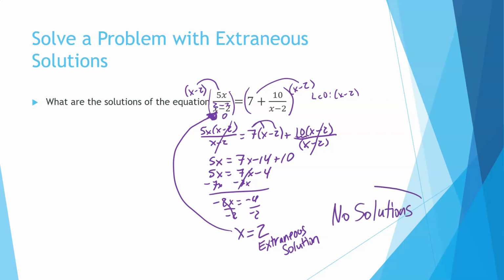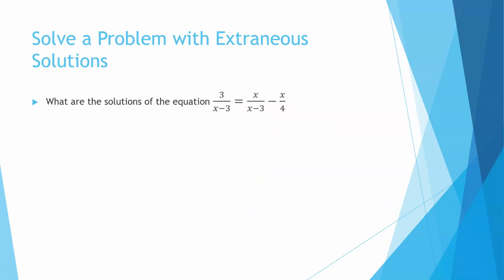Okay, so again, back to your answers on Pearson. It will give you a multiple choice option that says no solutions. And so if you get only an extraneous answer, you want to make sure that you pick the no solutions option. Okay, let's do one more example together. If you're feeling good about it, though, you could pause it and try it. But otherwise, in just a second, I'll give you an opportunity to try a couple.